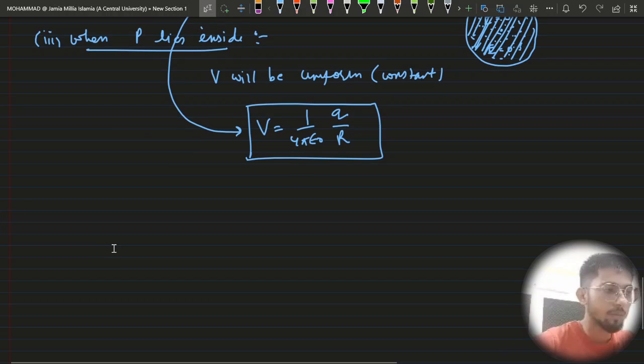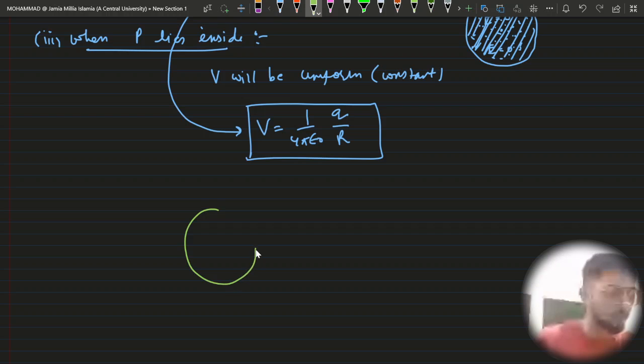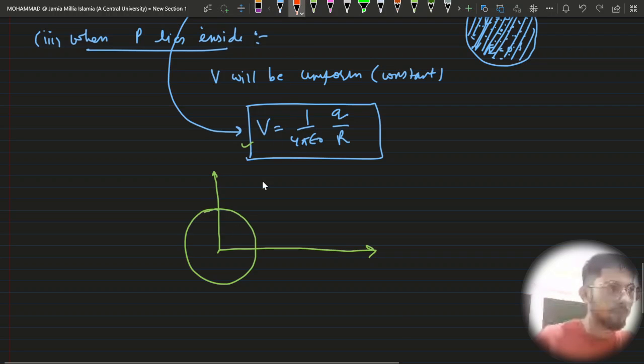So finally we draw the graph. If you want to draw the graph, how will the graph look? Suppose this is a shell. For the electric field, it was zero inside, but this potential is not zero. This is equal to this. So how will you draw it?